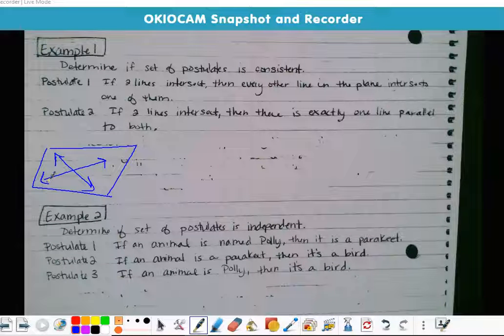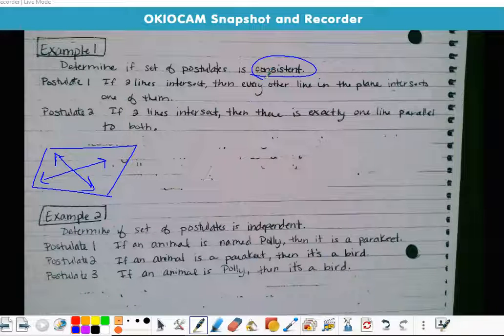So how do we bring parallel lines into this? And here's the question. It goes back to, are they consistent? Right? That's the question. Are these two postulates together, this set, consistent? We go back to consistent. That's okay if the postulates do not contradict one another. They do contradict each other.